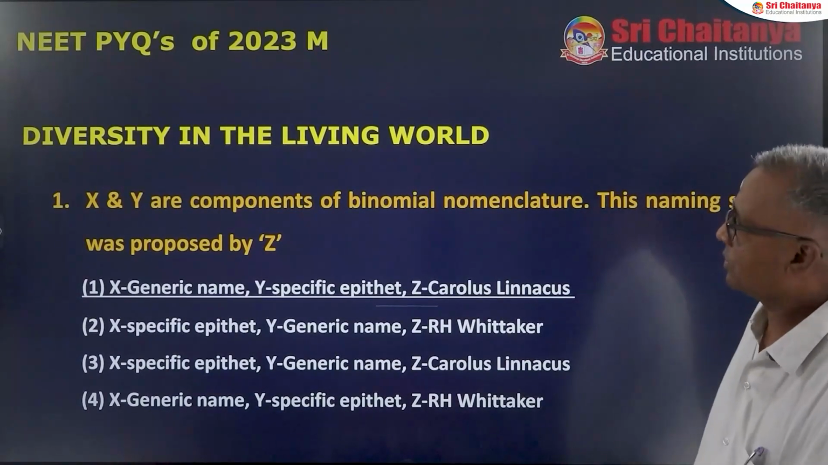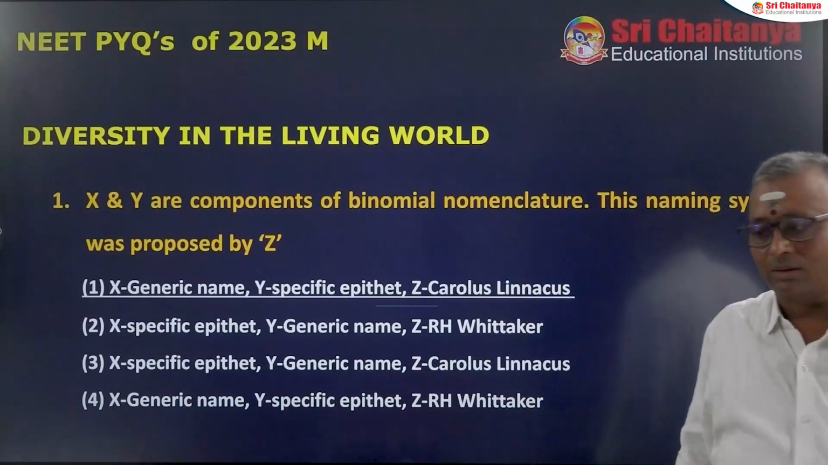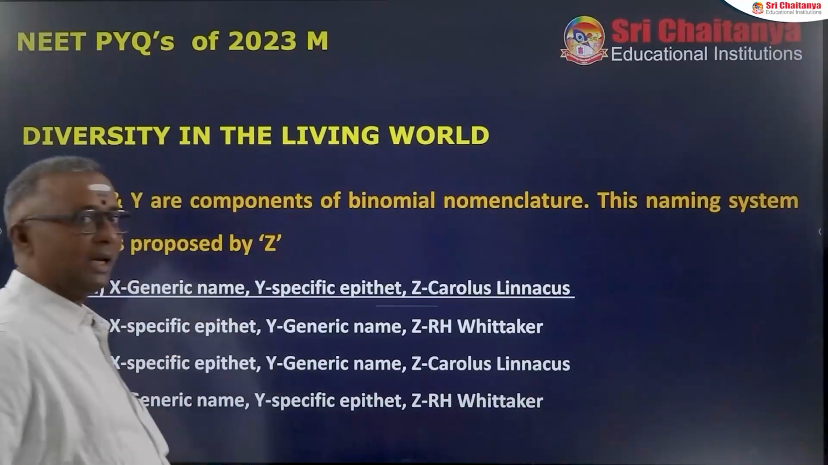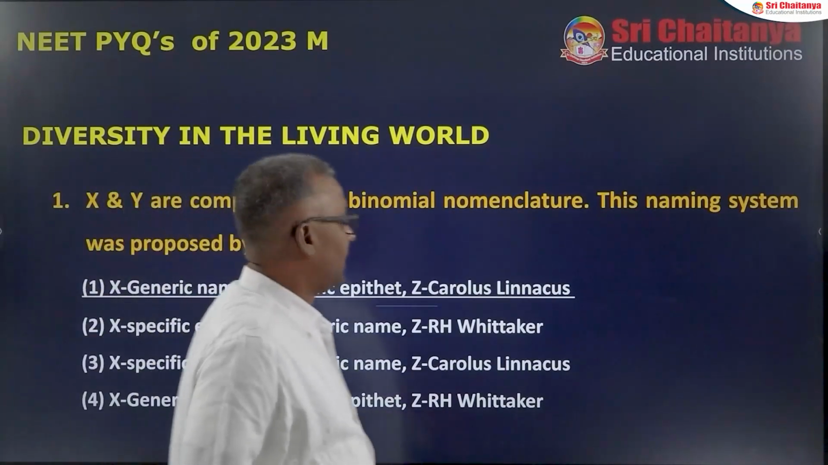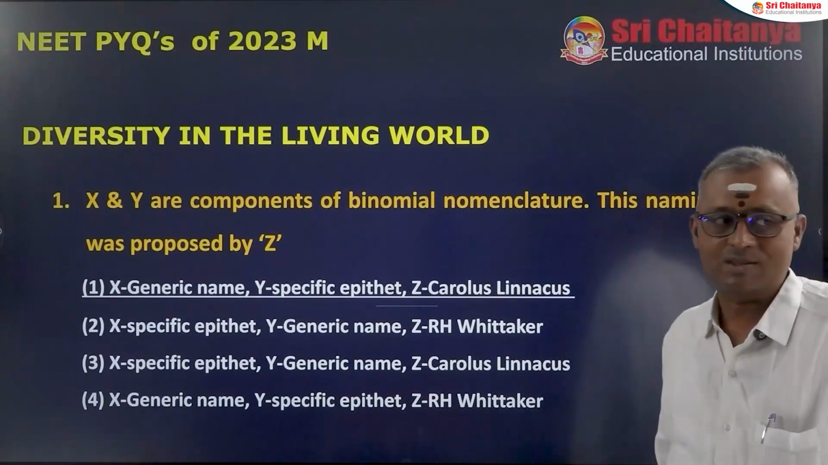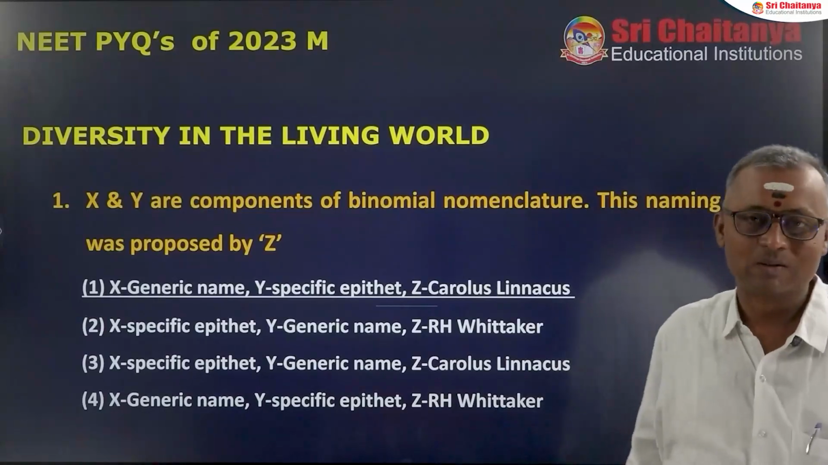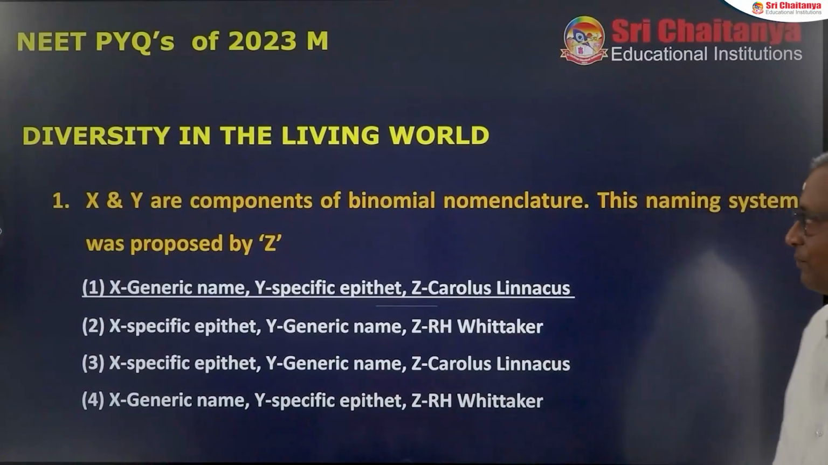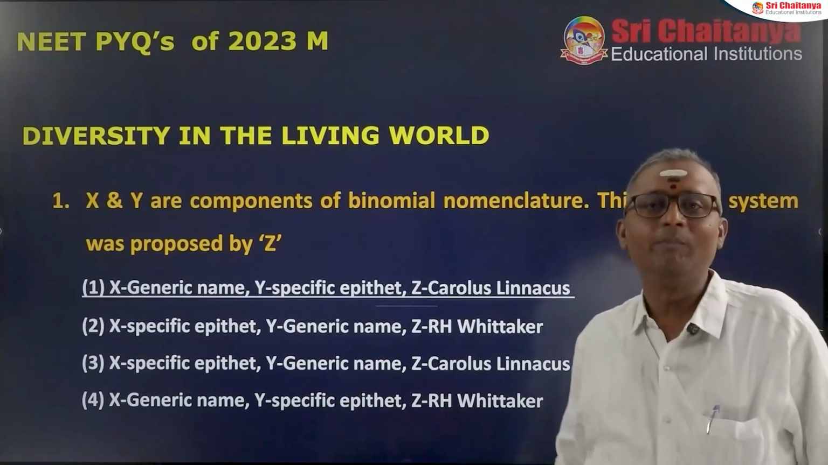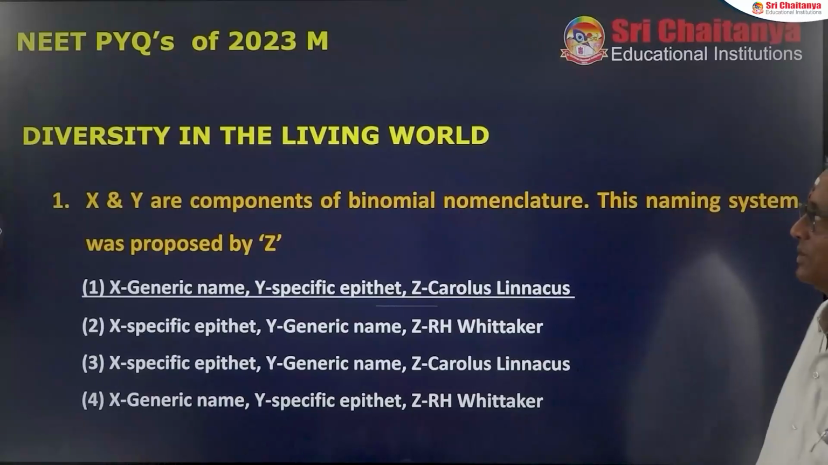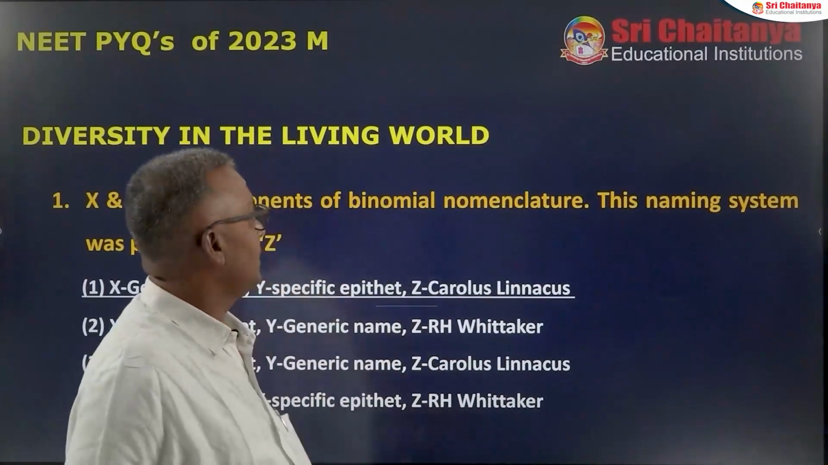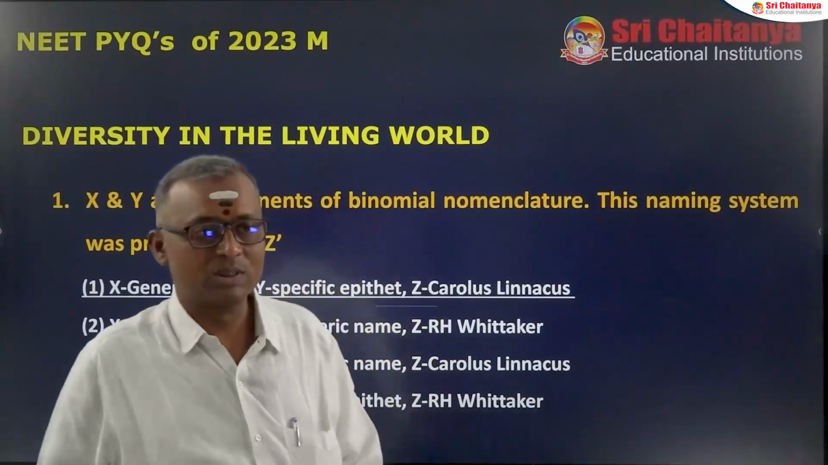Now in 2023, there was a re-NEET, like NEET was conducted twice. So in that, there is again a question from this chapter: X and Y are components of binomial nomenclature. This naming system was proposed by Z. They are asking to identify X, Y, Z here. X is the generic name, Y is the specific name, and Z is the author name. So this is a simple question. It came from the introductory part of this chapter. So these are a few important questions from 2023.